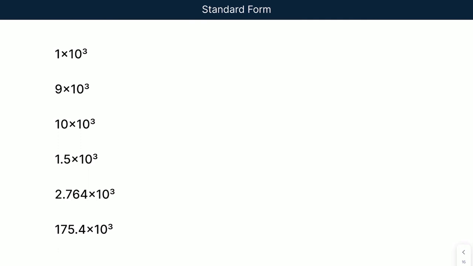Now moving on to standard form. What is standard form? Standard form is written in the form A times 10 to the power of B. If you're wondering what that is, A is a number between 1 and 9. A can be any number between 1 and 9, and you don't need to worry too much about this. It's just times 10 to the power of something.